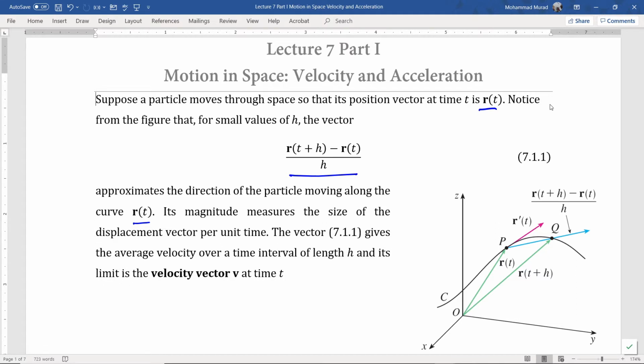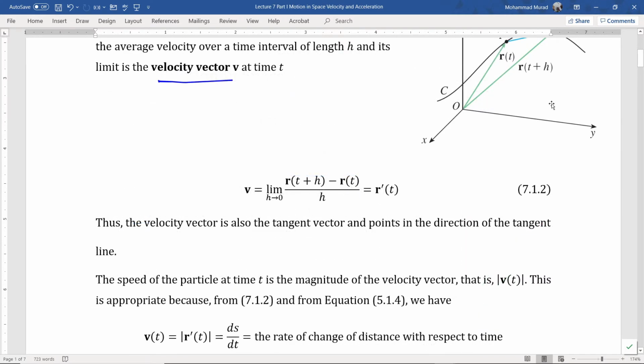The vector in equation 7.1.1 gives the average velocity over a time interval of length h, and its limit is the velocity vector v at time t, shown in equation 7.1.2. Thus, the velocity vector is also the tangent vector and points in the direction of the tangent line.